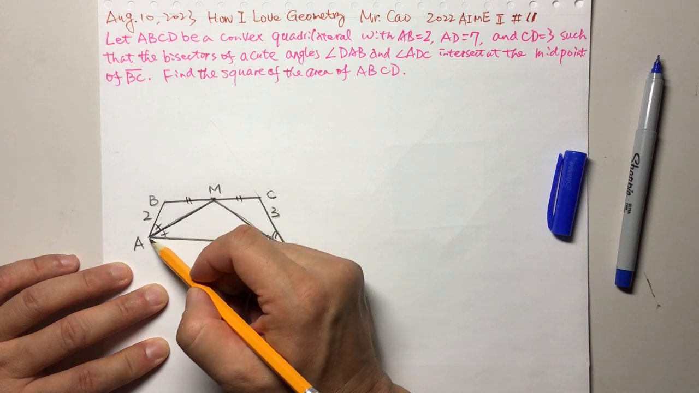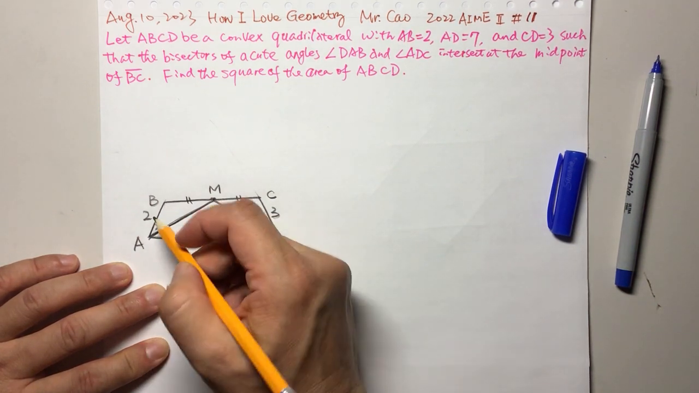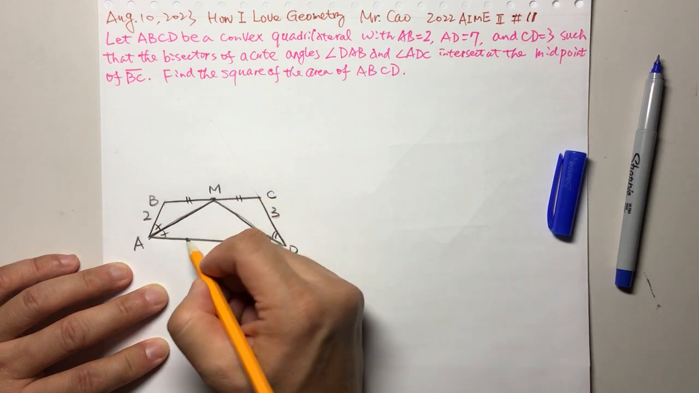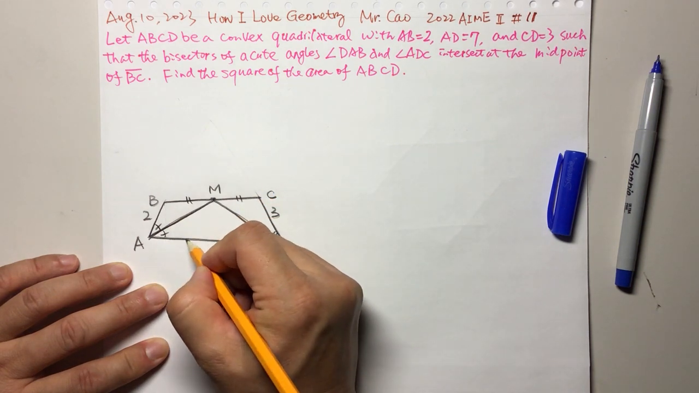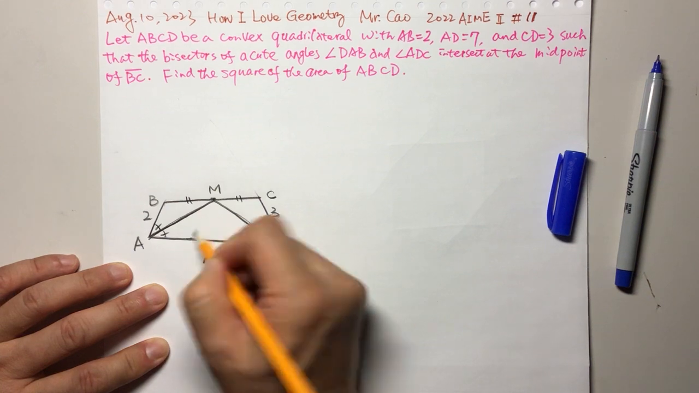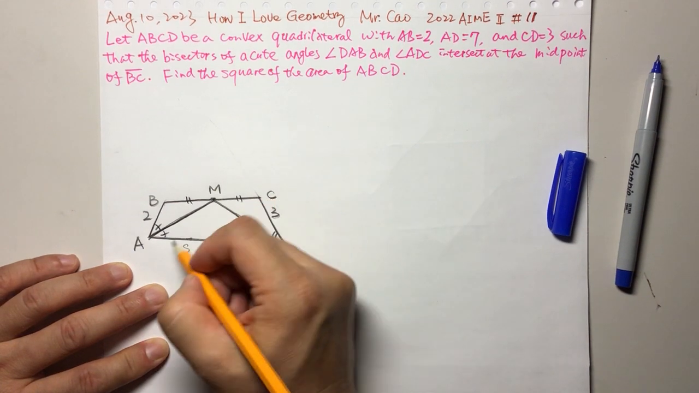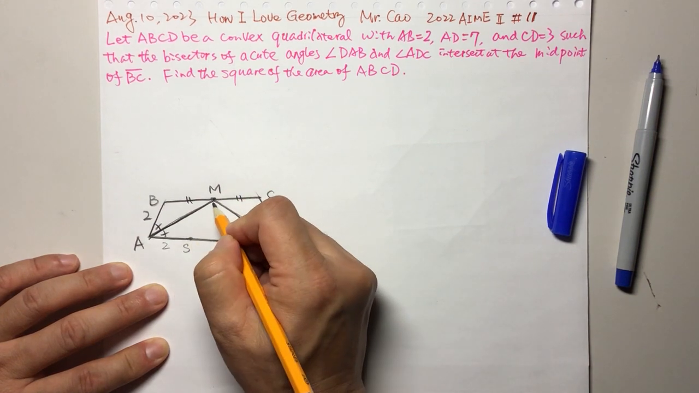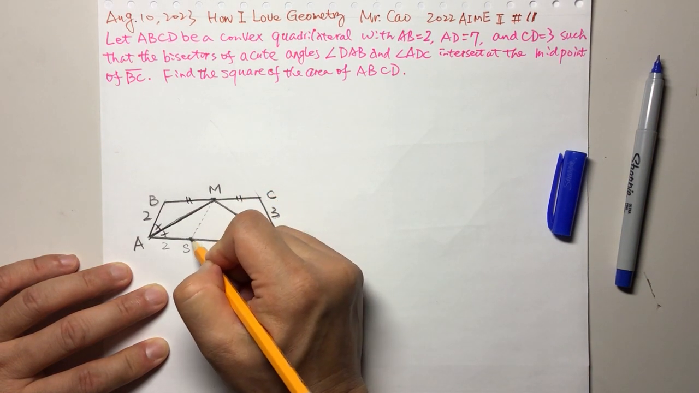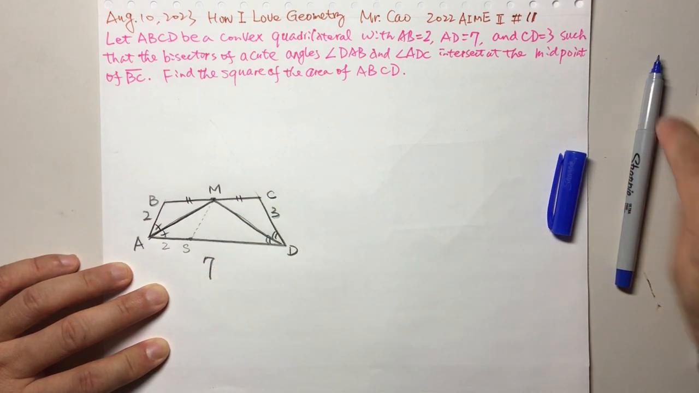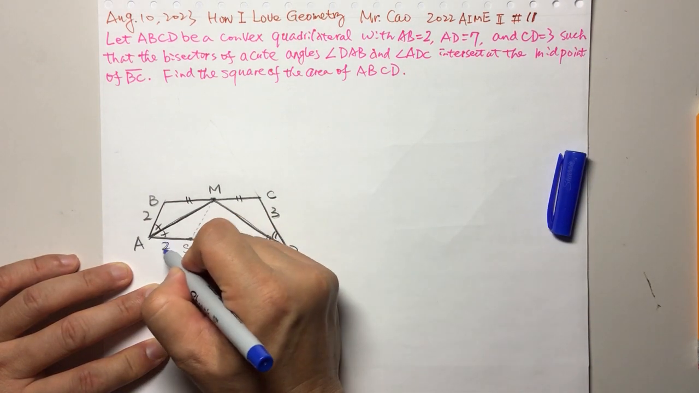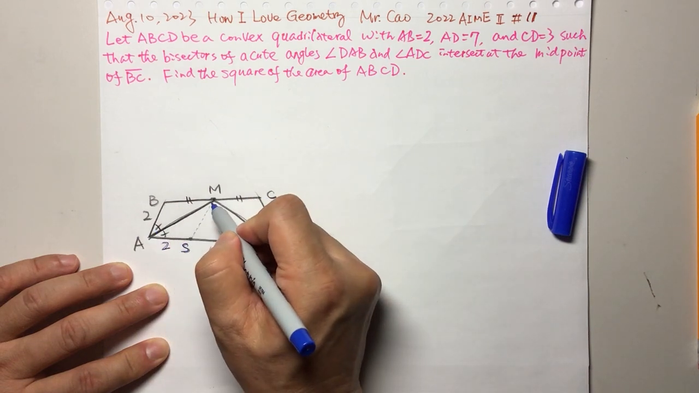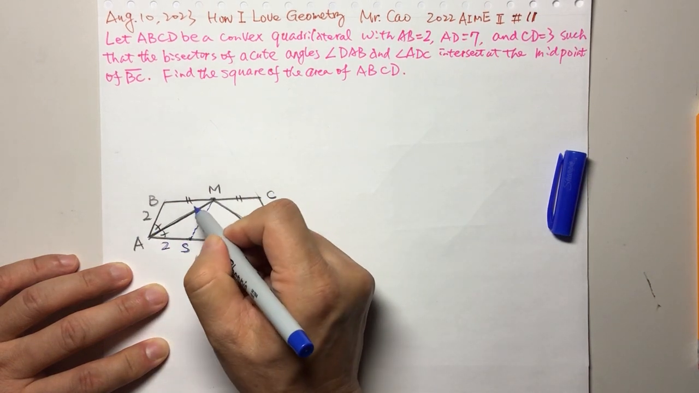So I will find a point on AD. Let me say this is S. Let AS also equal 2. So when we connect M and S, this triangle, I mean, ASM is congruent to ABM, right? Why do we need this one?